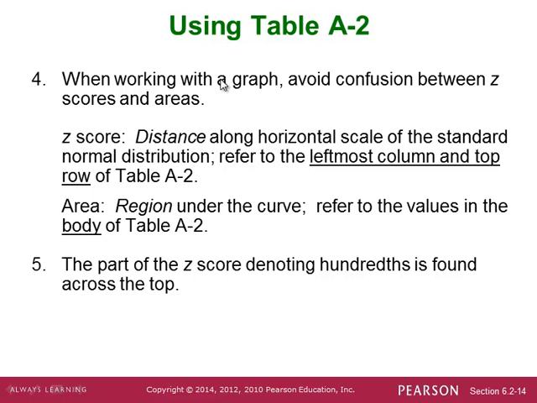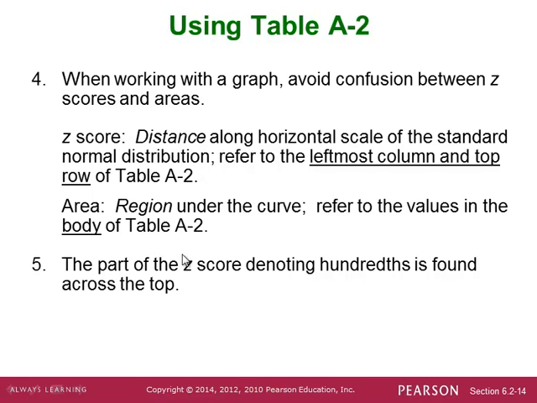Now, when working with the graph, avoid confusion between z-scores and areas. They are related, but here's how they differ. A z-score is the distance along a horizontal scale for the standard normal distribution. It's the number of standard deviations from the mean.